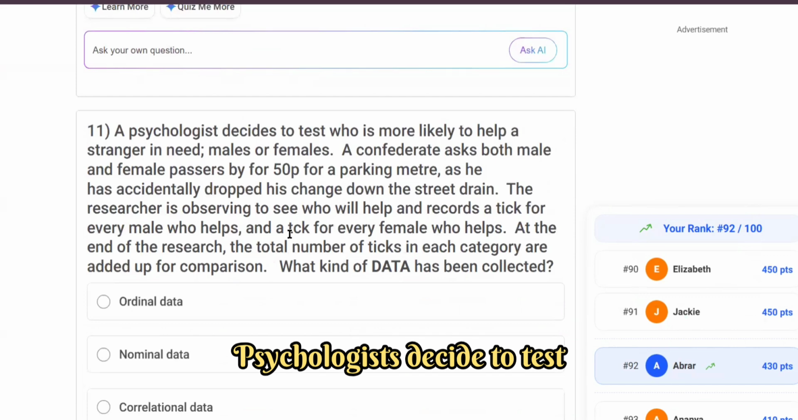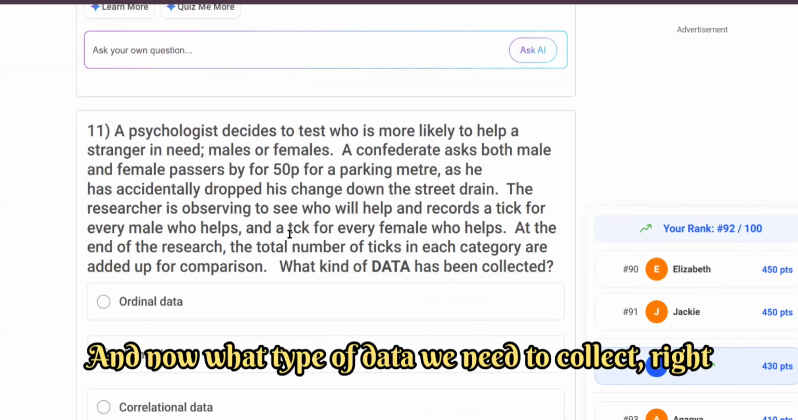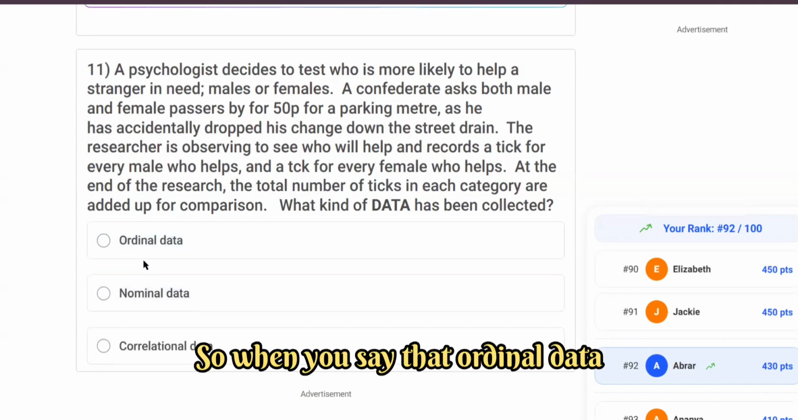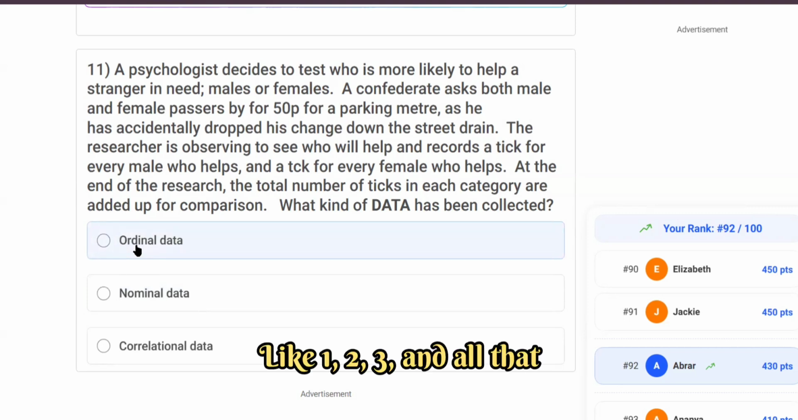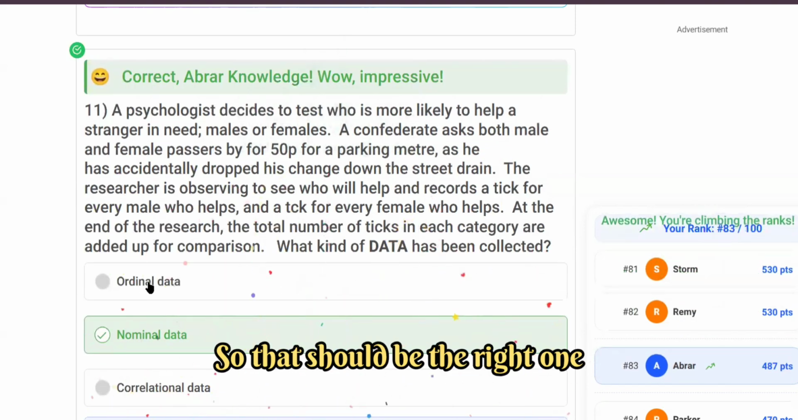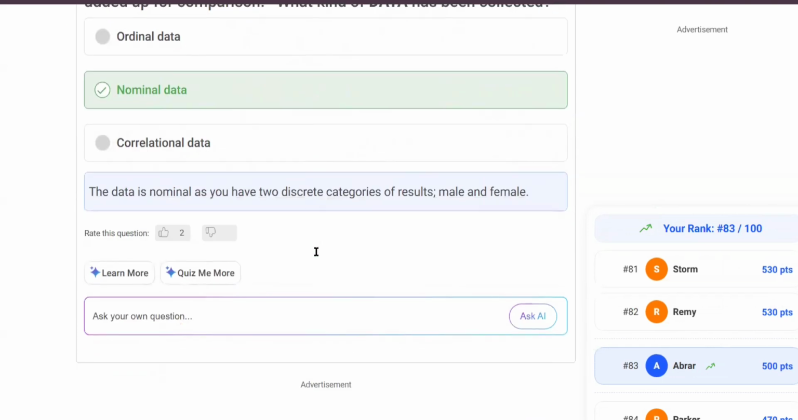Psychologists decide to test who is more likely to help a stranger in need, male and female. Now what type of data do we need to collect, right? Male and female. When you say ordinal data, it is something that can be ordered, right? Like 1, 2, 3 and all that. Nominal has no natural ordering. So because we are talking male and female, nominal is the right one.